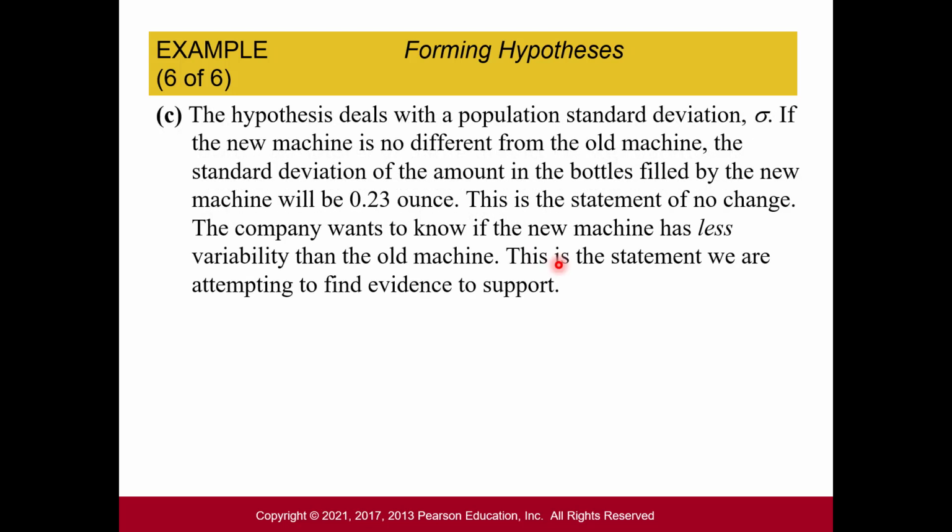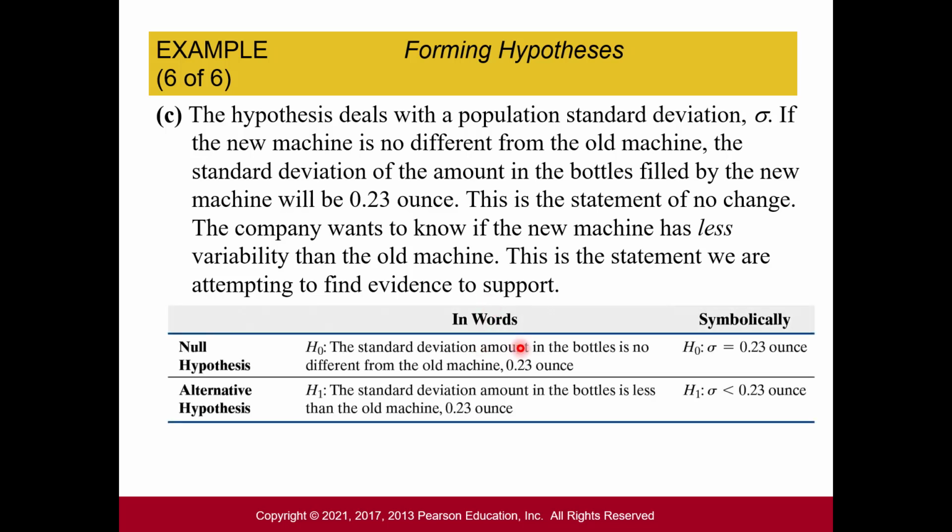So the hypothesis here deals with population standard deviation, sigma. If the new machine is no different from the old machine, then the standard deviation of the amount in the bottles filled by the new machine will also be 0.23 ounces. So this is our null statement, because it's a statement of no change, that even with a new machine, the standard deviation is going to be 0.23 of an ounce. The company wants to know if the new machine has less variability than the old machine. So that's the statement we're trying to prove or have supportive evidence for, and that's our alternative hypothesis.